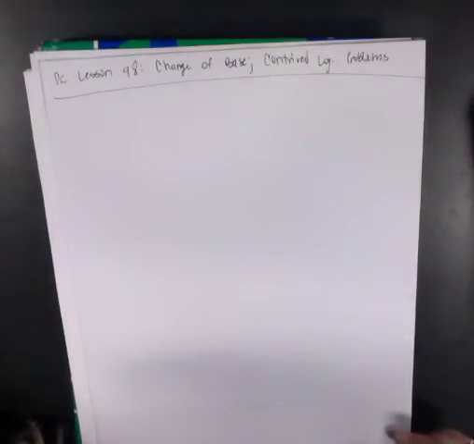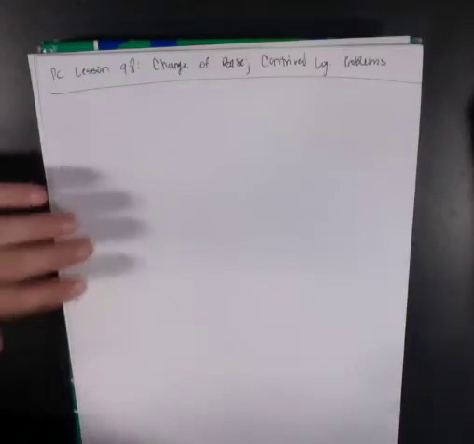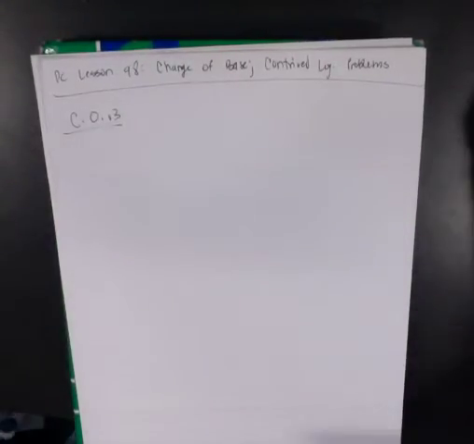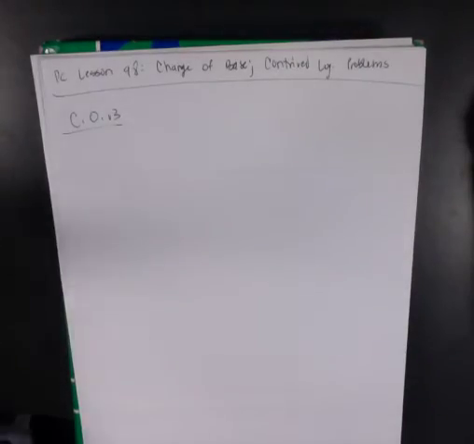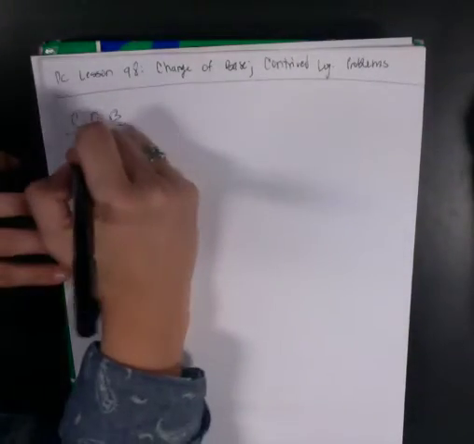Hello, here we are again with Pre-Calc Lesson 98, Change of Base, or COB, as I'm going to call it, and Contrived Log Problems. I'm so excited about COB. I think it's the lesson that we've all been waiting for. Change of base, what does that mean? It's for logarithms.